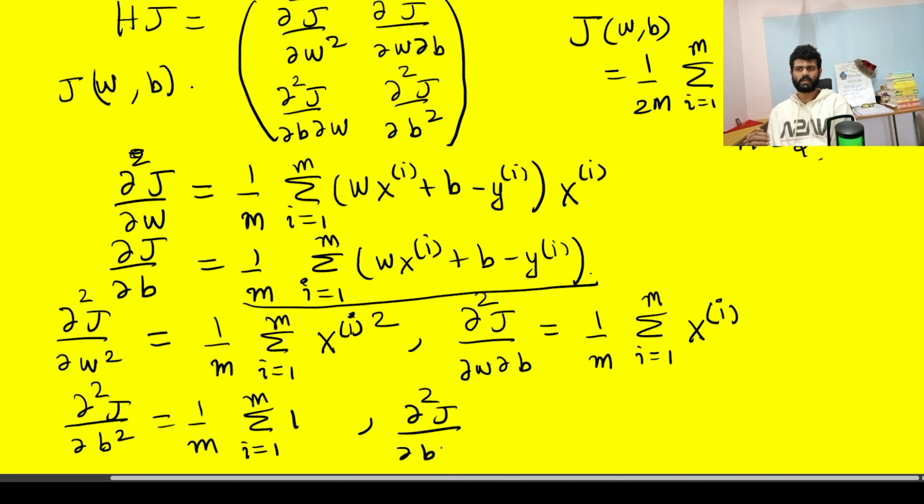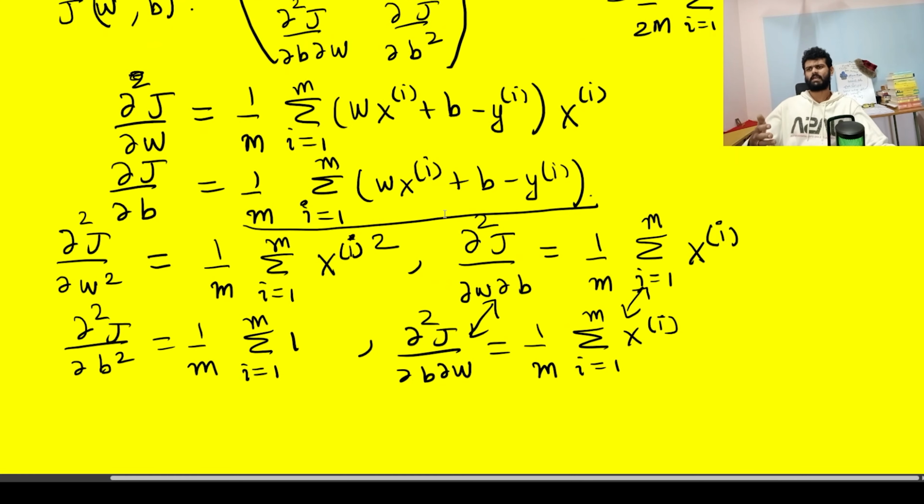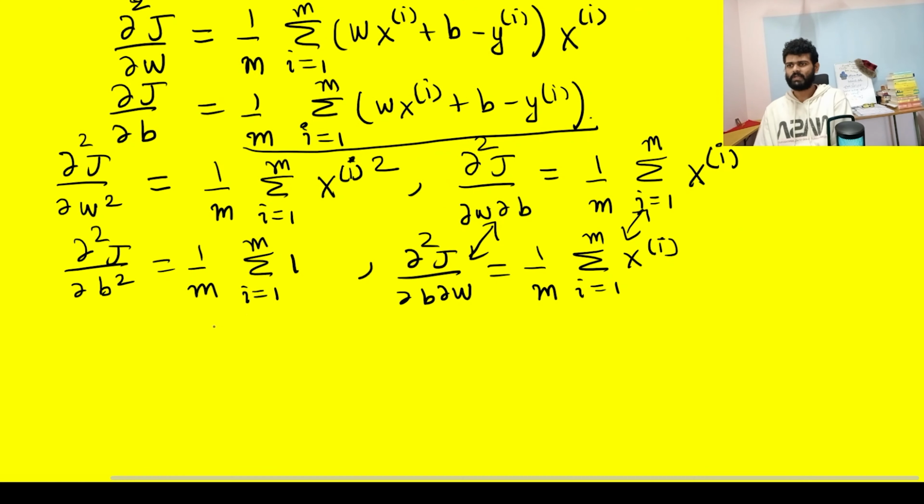And of course ∂²J/∂b∂w is going to be the same as this case. These two will be the same, because the only difference between these two second partial derivatives is that I have flipped the order in which I'm taking the partial derivative. First I'm doing it with w and then b, and here I'm doing it with b and then w. Because J is C2, it has continuous second partial derivatives, so these are the same. Now let's just write down the Hessian matrix.